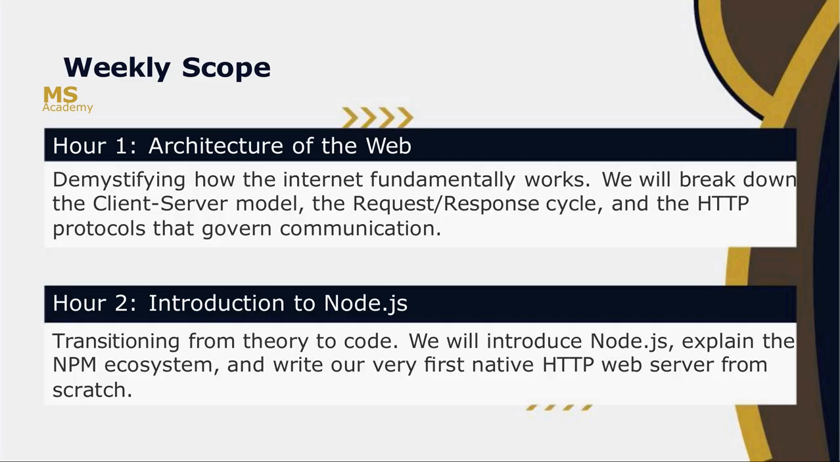All right, the weekly scope. We'll first discuss the architecture of the web, demystifying how the internet fundamentally works. We'll try to break down what we know as the client-server model and the request-response cycle. This gives us a brief understanding of what the request-response cycle means regarding API, Application Programming Interface, and the HTTP protocols that govern communication. We also will be discussing the introduction to Node.js, transitioning from theory to code.